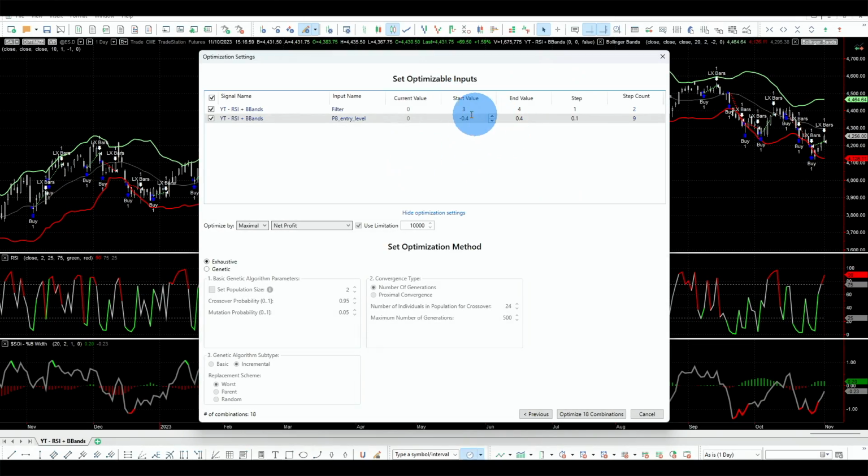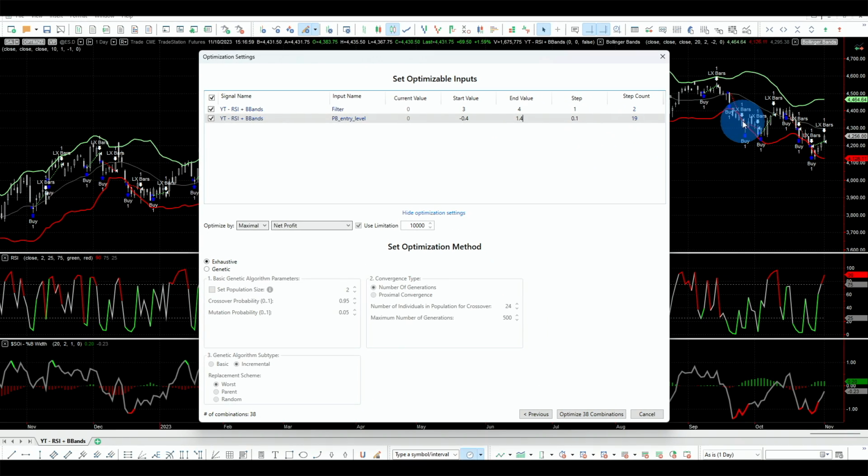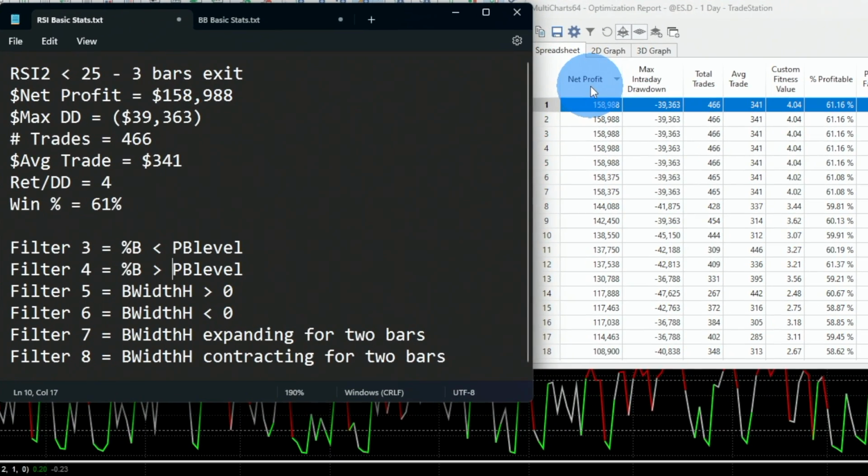So first test, we will do filters 3 and 4, which is measuring when the close is below the lower band all the way to the middle of the band, or when the close is above the upper band all the way to the middle band. And we will do it in steps of 0.1. So 0 is the lower band, 1 is the upper band. So you can see we are going from below all the way to above in steps of 0.1. All in all, we have 38 filters.